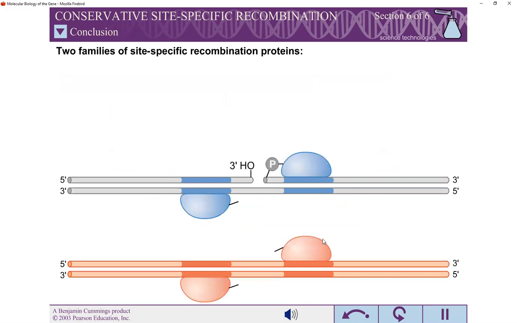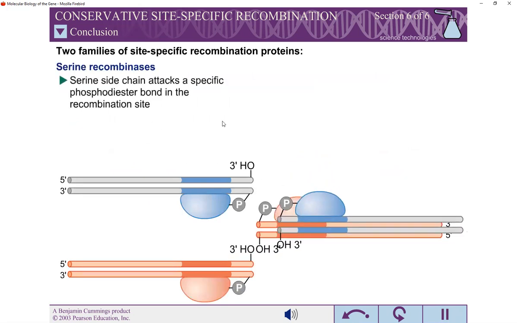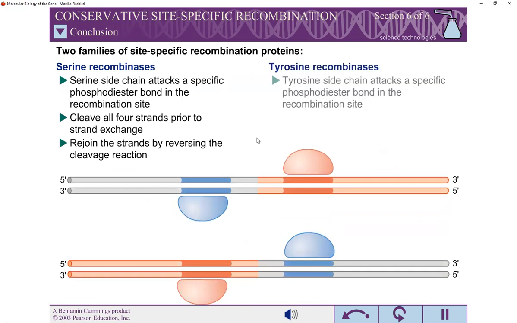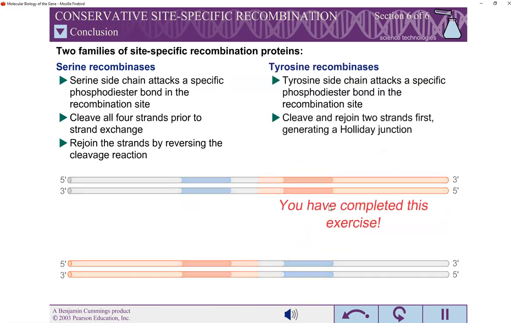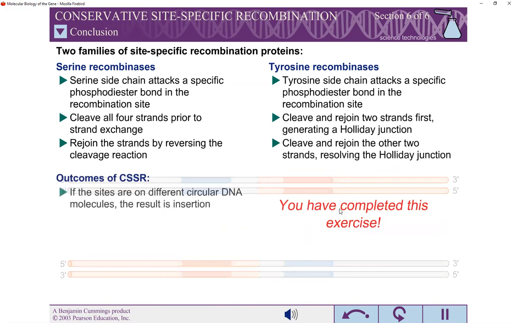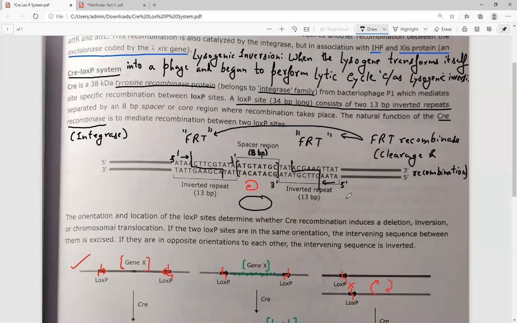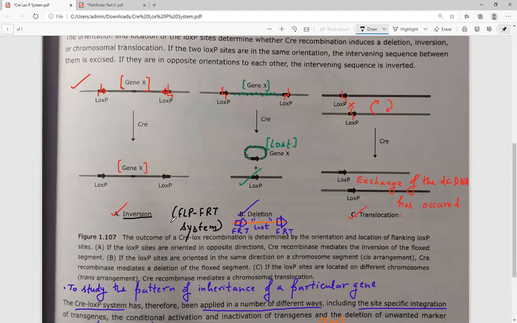Next, this is how serine recombinase works. The four strands have been cleaved. This is how tyrosine recombinase works, and this is how the outcomes are being produced. This is how we have finished the conservative site-specific recombination. We have together finished the Cre-lox mechanism of recombination used in molecular biology. We have also finished the Flp-FRT system of recombination.